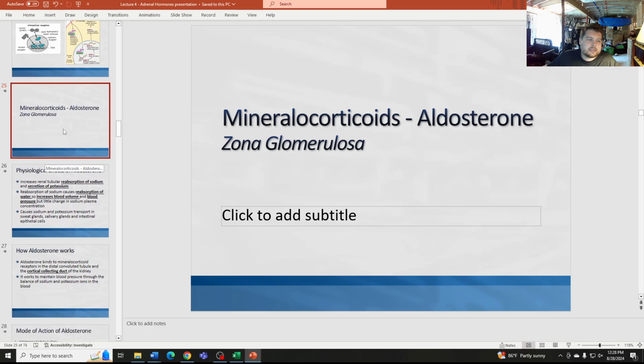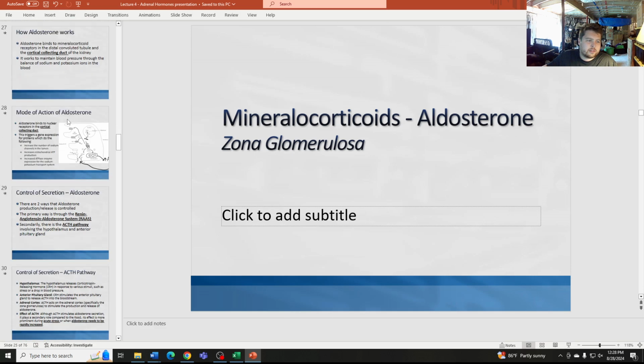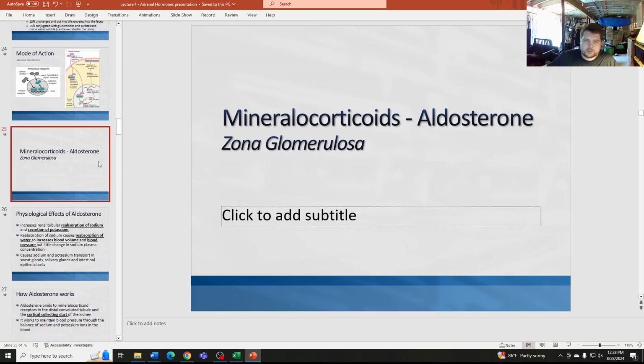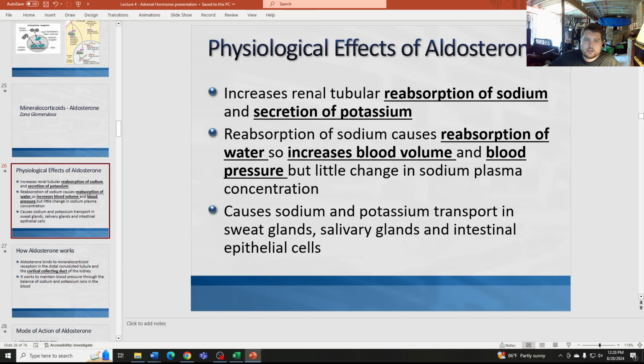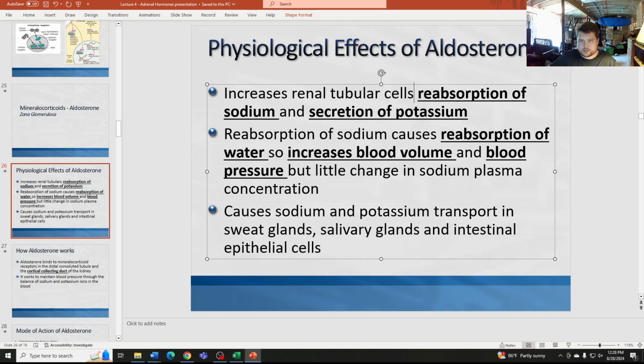Okay, breaking down each one individually, what they do, as well as the pathology of them. So our mineralocorticoids, aka aldosterone, produced by the zona glomerulosa. The physiological effects of aldosterone are going to be happening primarily in the kidneys as well as in the blood vessels themselves. So in the kidneys, it goes to the renal tubular cells to cause reabsorption of sodium and secretion of potassium.